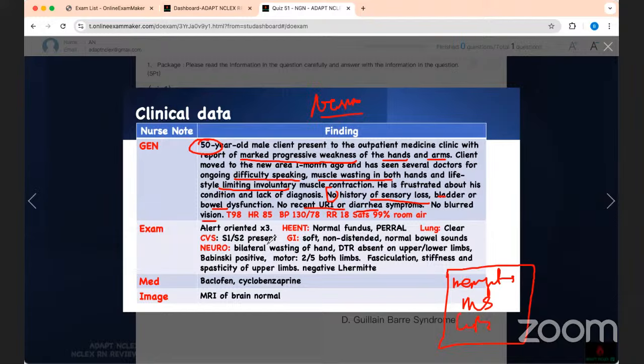And when you examine them, the most important thing is muscle is wasting. He has deep tendon reflex in the upper and lower extremities. His motor of his limb is going down. He has stiffness. His upper extremities is spastic, and there's negative Lhermitte sign. Somebody says stroke.